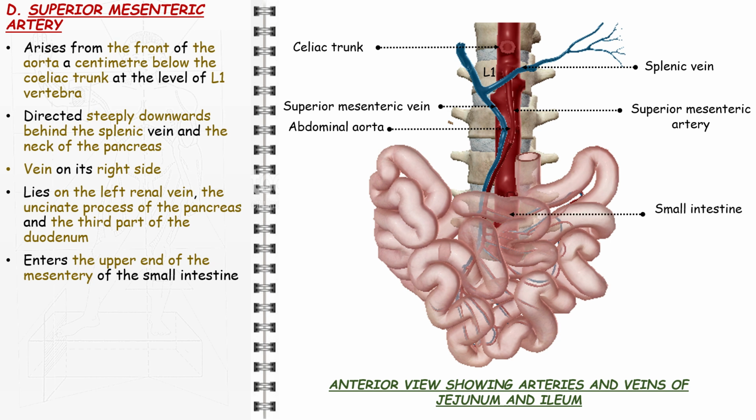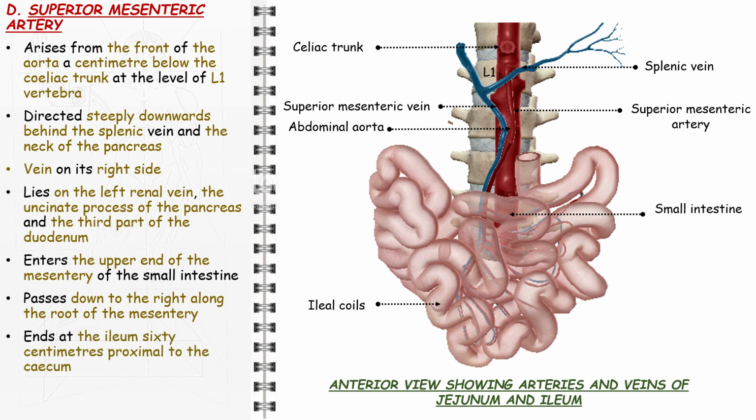They pass down to the right along the root of the mesentery and end at the ileum 60 cm proximal to the cecum. Pressure of the superior mesenteric artery on the left renal vein may produce left-sided varicocele in either sex, and pressure on the duodenum may give symptoms of chronic duodenal ileus.